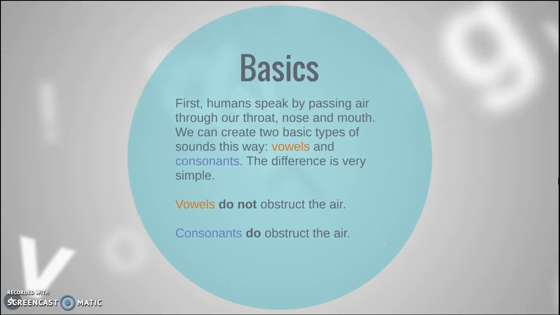First, humans speak by passing air through our throat, nose, and mouth. We can create two basic types of sounds this way, vowels and consonants. The difference is very simple. Vowels do not obstruct the air. Consonants do obstruct the air.